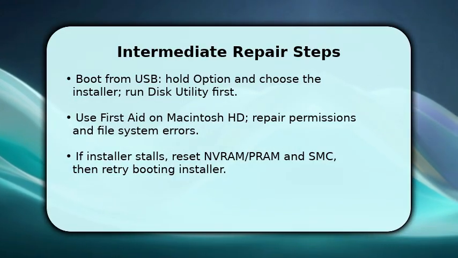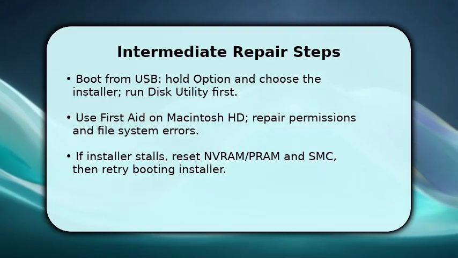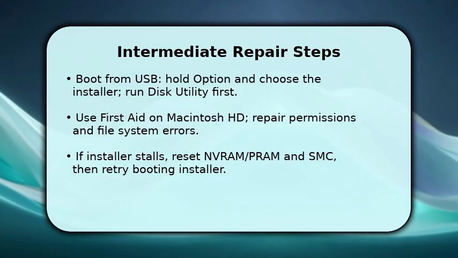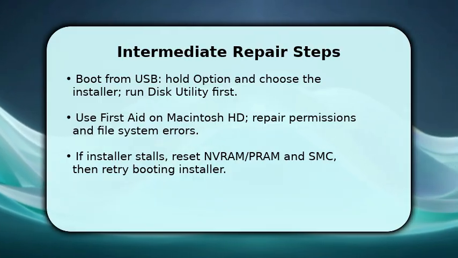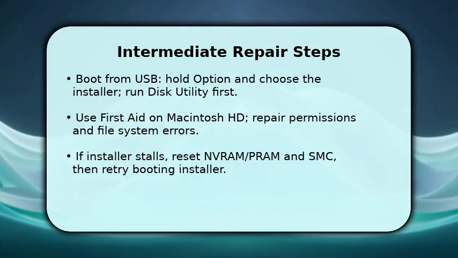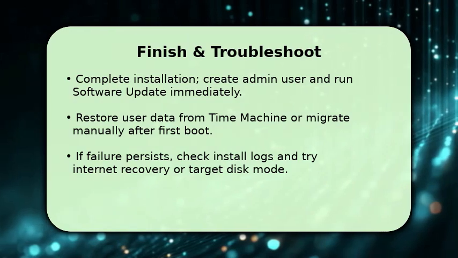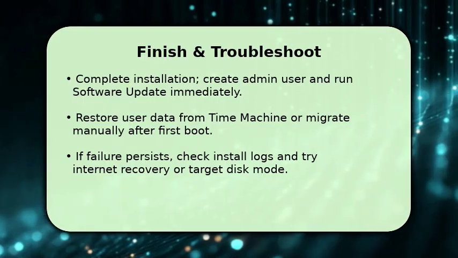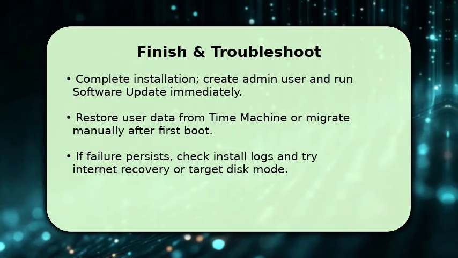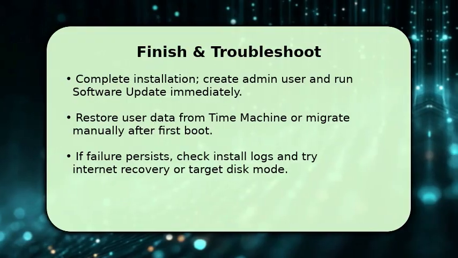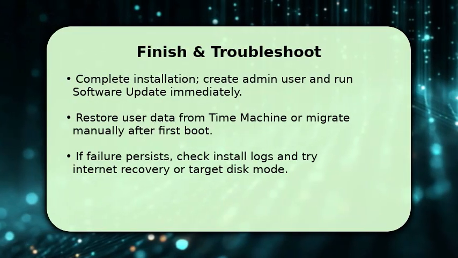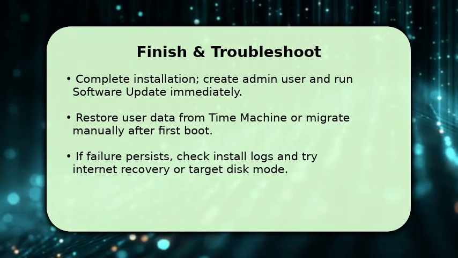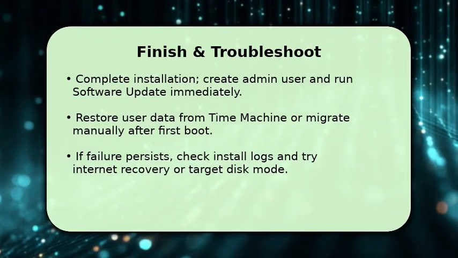If the installer still stalls, reset NVRAM/PRAM and SMC to clear hardware state, then reboot to the USB installer and run the installer again. You finish by running the installer to completion, creating an admin account, and immediately checking Software Update to apply post-install patches. After the first boot, restore your files from Time Machine or use Migration Assistant so permissions and settings keep working.